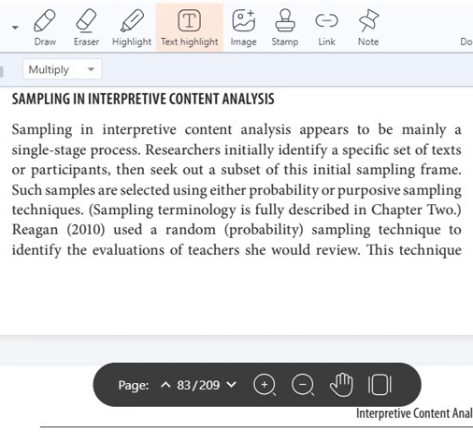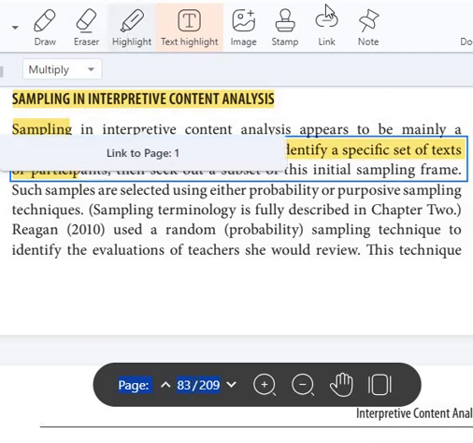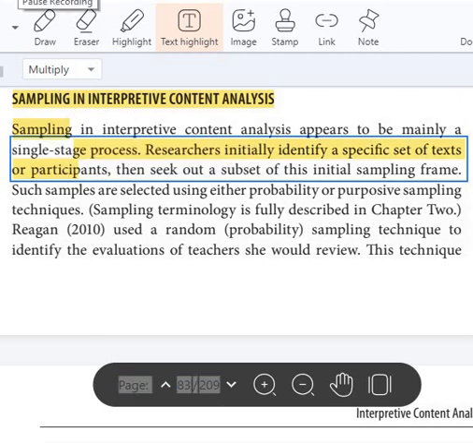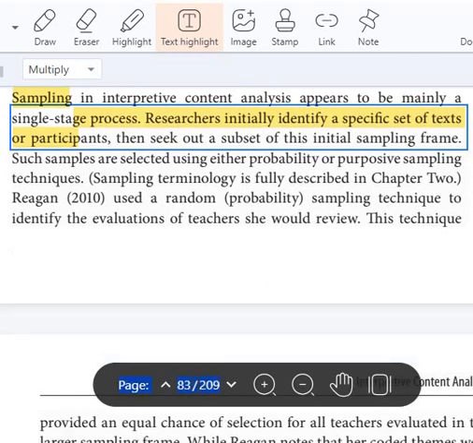Sampling terminology is fully described in chapter number 2. As you remember, Reagan used a random sampling. So this is the first thing to know, that we have only a single stage process here in interpretive content analysis. Researchers identify a specific set of text or participants, then seek out a subset of this initial sampling frame. Such samples are selected using either probability or purposive sampling techniques. Okay, let's go now.